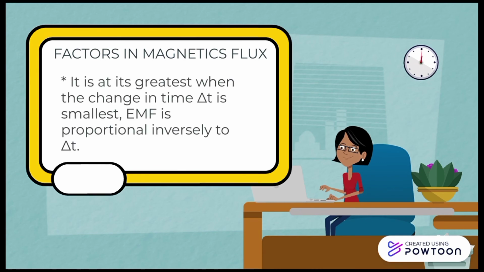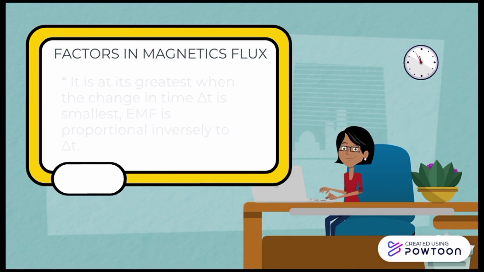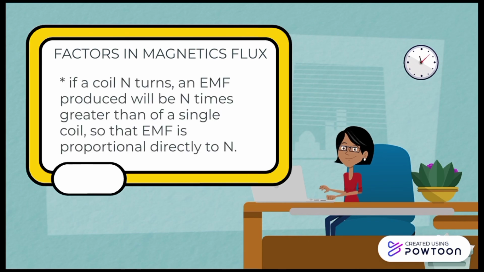Second, it is at its greatest when the change in time is smallest. EMF is inversely proportional to the change in time. And lastly, if a coil has N turns, the EMF produced will be N times greater than that of a single coil, so EMF is directly proportional to N.